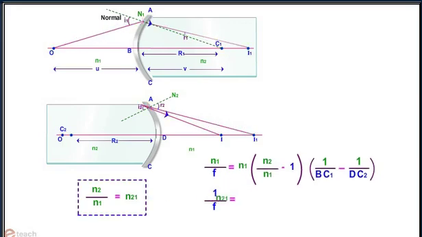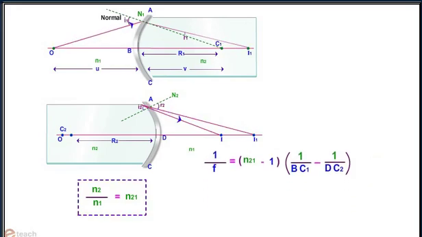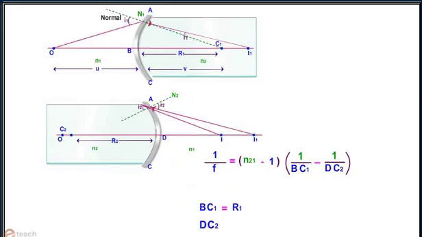where N2 by N1 equals N21. This implies 1 by F equals N21 minus 1 into 1 by BC1 minus 1 by DC2. Since BC1 equals R1 and DC2 equals R2, we have 1 by F equals N2 minus N1 by N1 into 1 by R1 minus 1 by R2. This equation is known as the lens maker's formula.